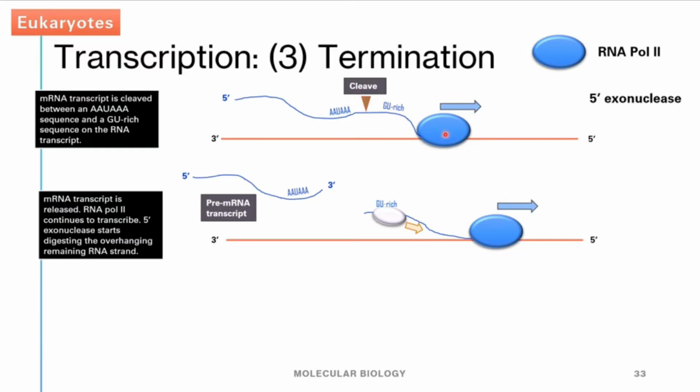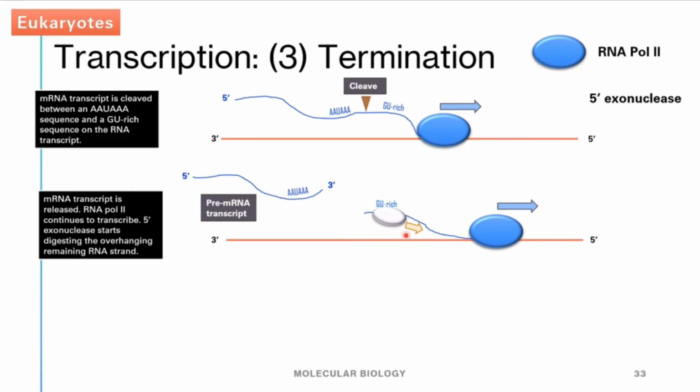As the RNA polymerase II continues to go ahead, the cleavage is going to take place. This will actually cut away the pre-mRNA transcript. So this pre-mRNA transcript is now free to leave the site of transcription, and it will continue to undergo some post-transcriptional modification elsewhere.